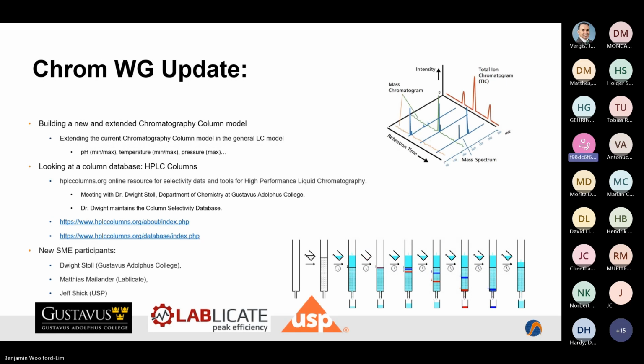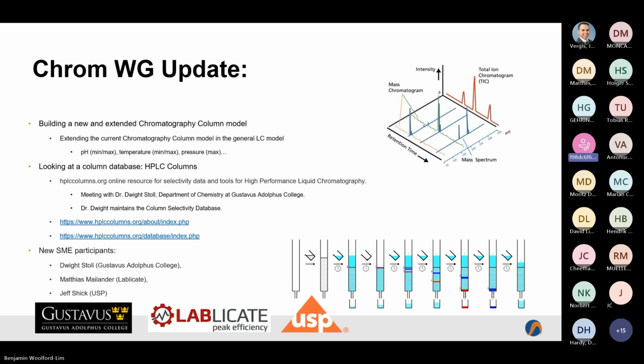So there's a desire within the community to have a column database, something where you can basically look up what columns do I need, what are the capabilities, and more to the point, if I don't have this particular column, what else can I use? So some of that is currently available, not all of it.